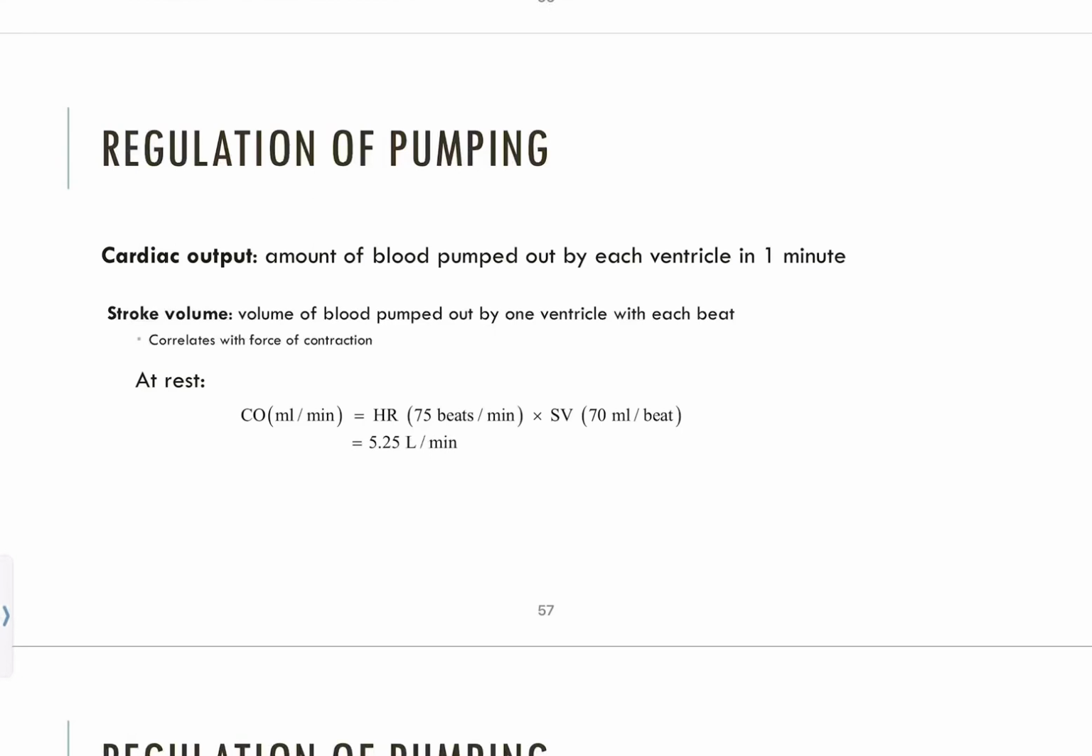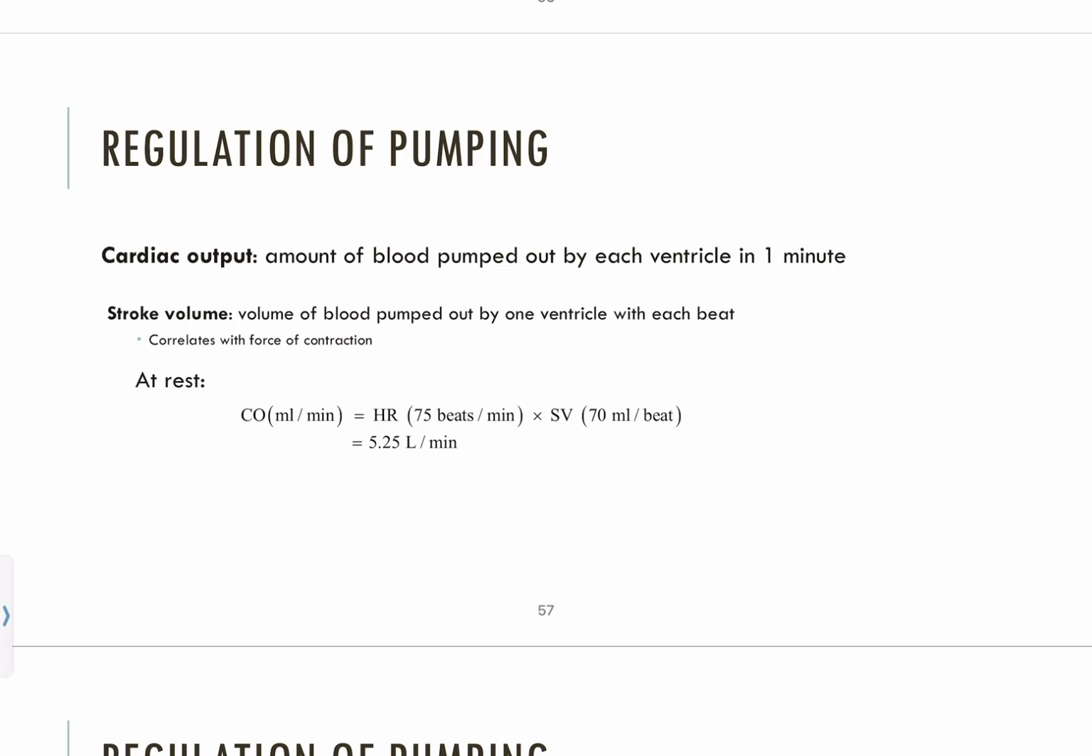So in the last section, section 7, we're going to be talking about stroke volume, heart rate, and cardiac output. Regulation of pumping is going to involve our heart's ability to adjust our output based off of whatever our body's needs are at that time. And when we're talking about cardiac output, we're referring to the volume of blood that each ventricle pumps per minute, and it's calculated as heart rate times stroke volume.